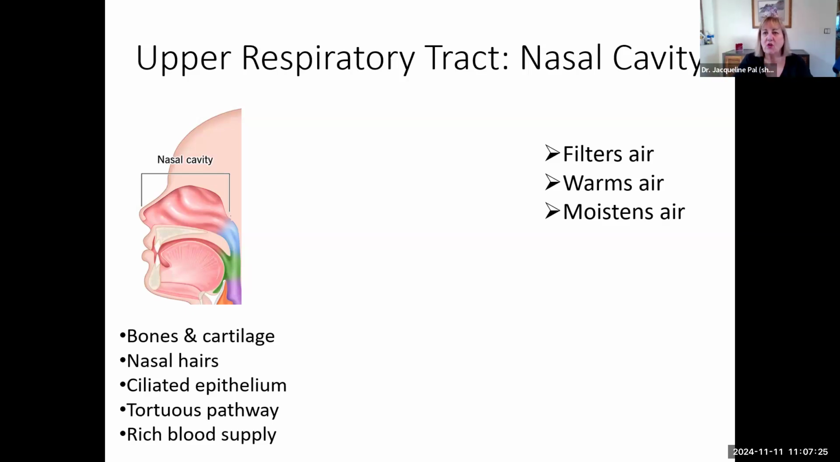This is a very tortuous pathway, so it gives lots of time to warm the air and add moisture to the air because there's a rich blood supply. So we're going to be adding a lot of moisture.